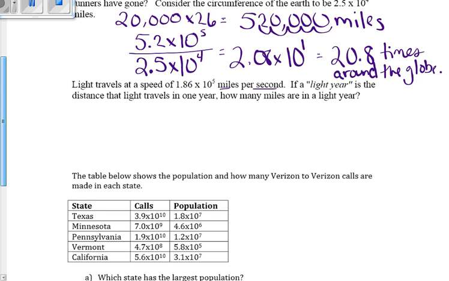So first we have to figure out this miles per second and get it into miles per year. So first we're going to do 60 seconds times 60 minutes. Figure out how many minutes are in a second. Then once I get that, I have to figure out how many minutes are in a day, which is also the hours. So 24 hours. And now we're at days. So now we have to figure out in a year. So there's 365 days.